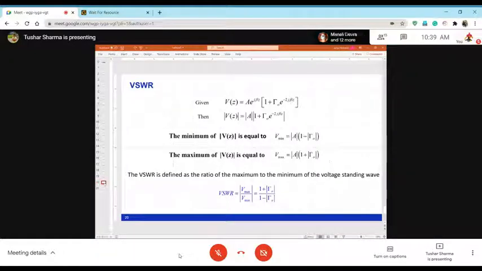So if you substitute 1 by 3 here, it's 1 plus 1 by 3 over 1 minus 1 by 3. So it's 4 by 3 over 2 by 3, so it's equal to a VSWR of 2. Okay. So when impedance moved from 50 to 100, it became a VSWR of 2. So this is just VSWR in terms of absolute impedance.